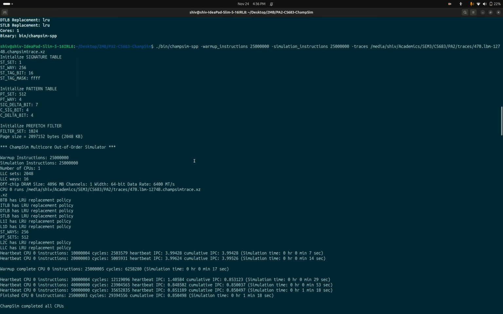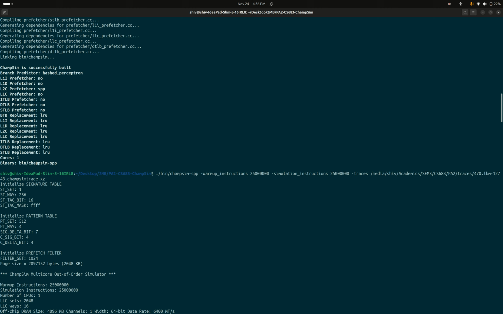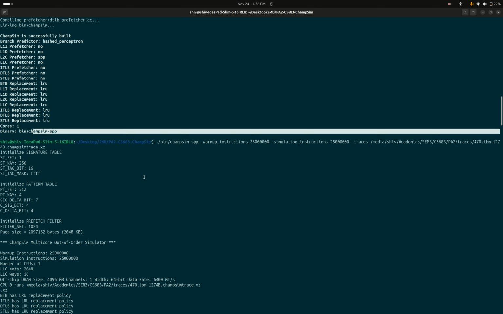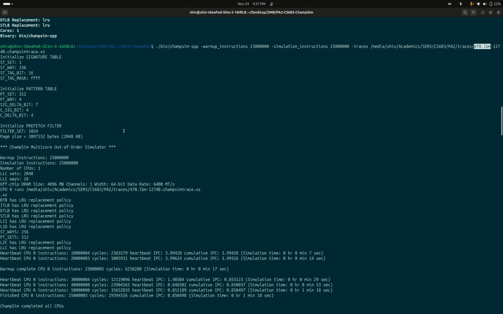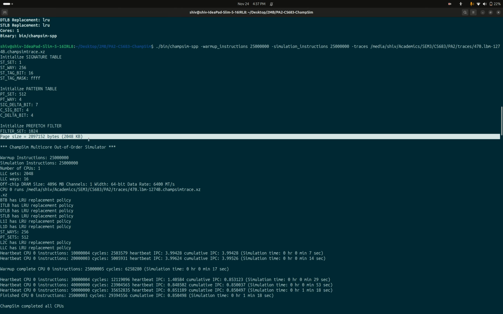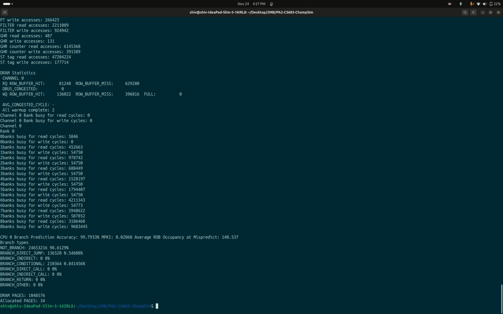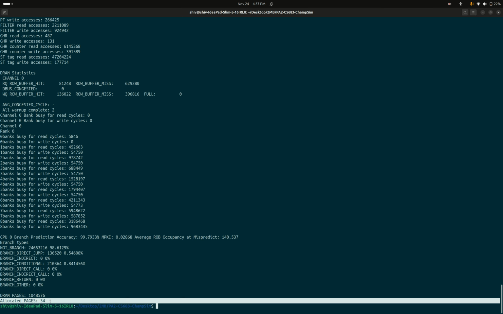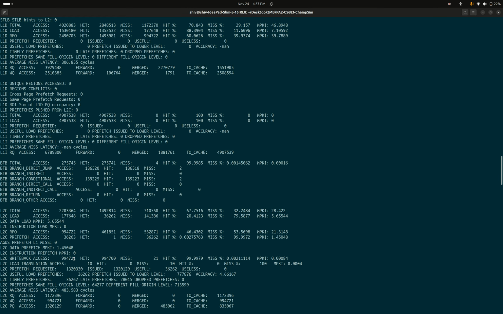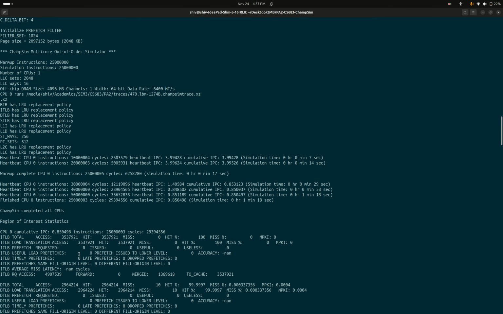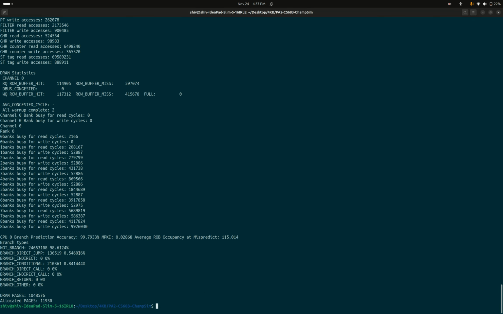When we made it support only 2 MB and ran the SPP prefetcher for the trace 470 lbm, we can see that the page size is 2048 KB, which means 2 MB. Also we can check here that the allocated pages are now 34, which proves that it is supporting 2 MB pages throughout the trace.